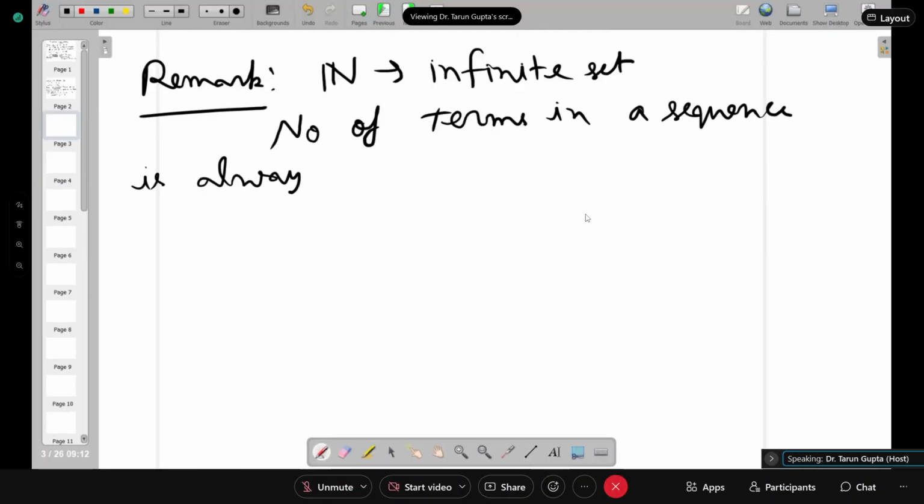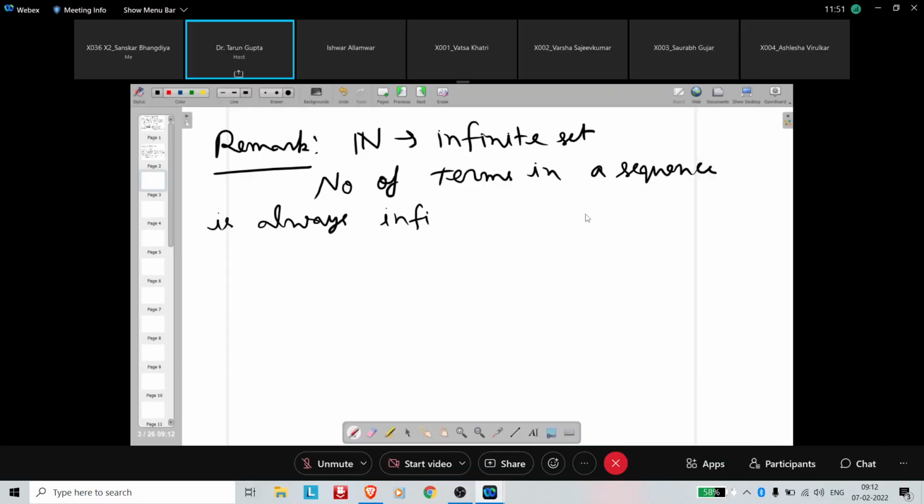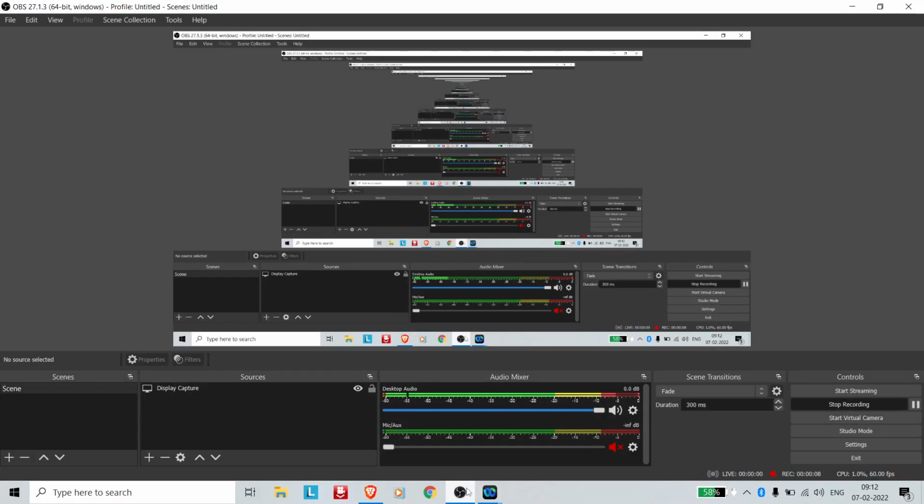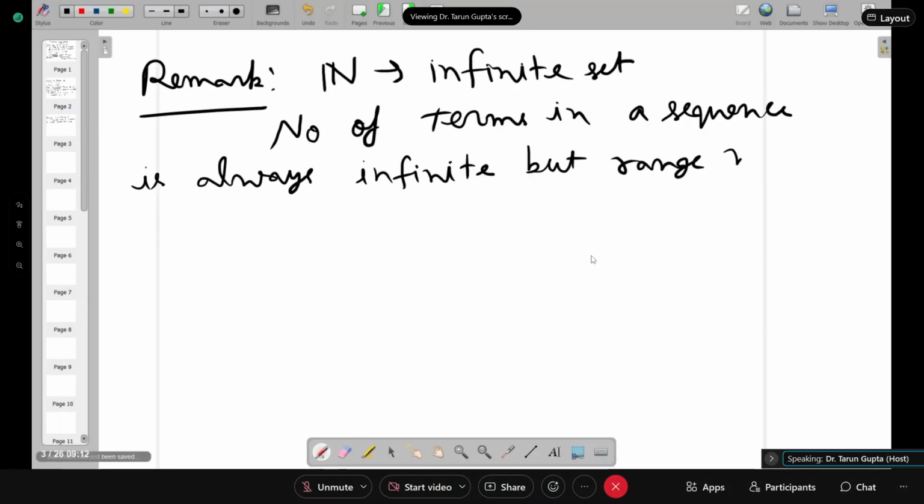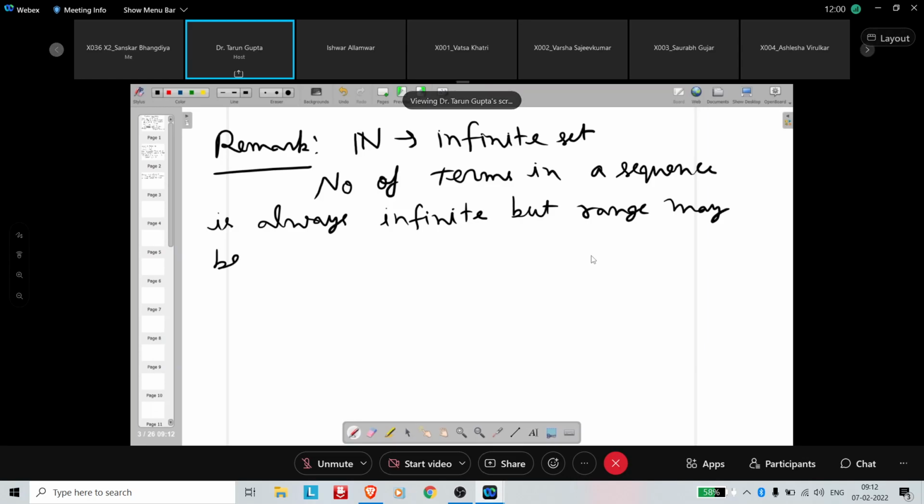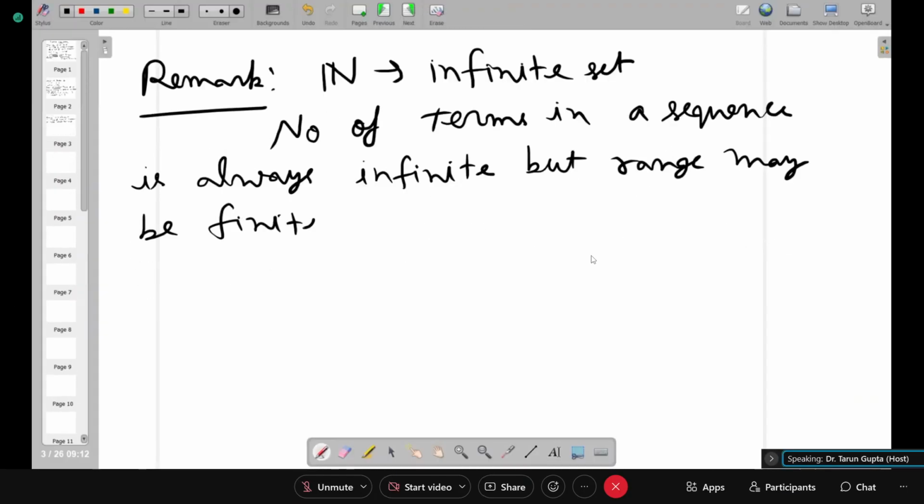A sequence is always infinite, but range may be finite or infinite. Okay, range may be finite or infinite. What is the meaning of constant sequence?